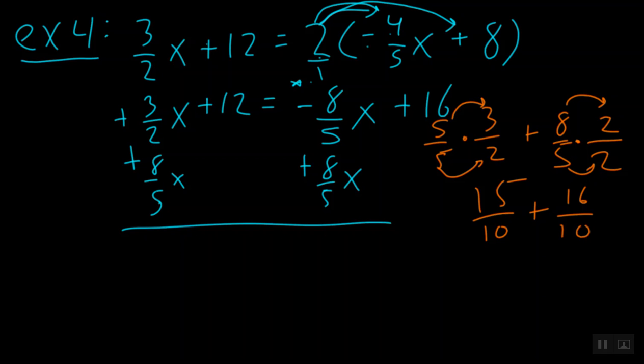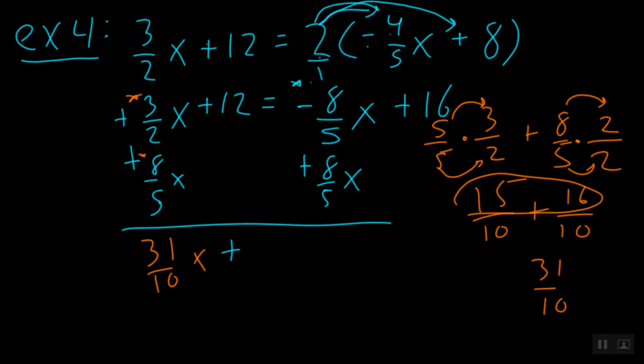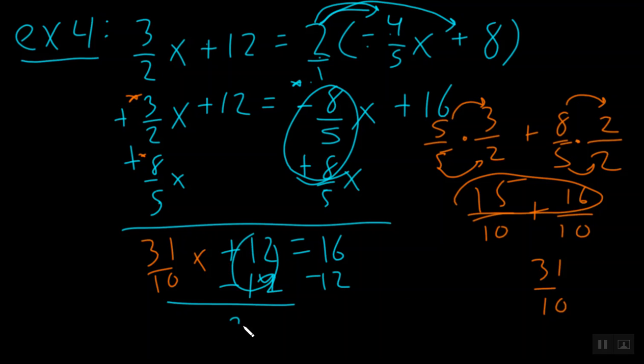Now that we have a common denominator, we can add the tops, 15 plus 16, which will give us 31 over 10. And so now I can take that and know that 3 over 2x plus 8 over 5x is 31 over 10x. And of course I have the rest of this, plus 12 equals, here's my 0 pair, 16. Now from here, how do we get rid of the plus 12? Well, minus 12 on both sides, and that goes away. And now we have 31 over 10x is equal to 16 minus 12, which is 4.